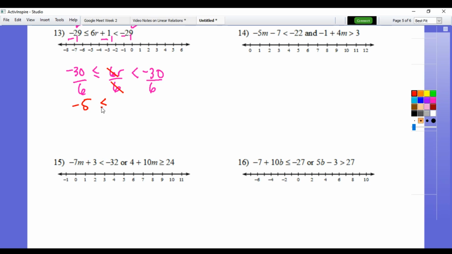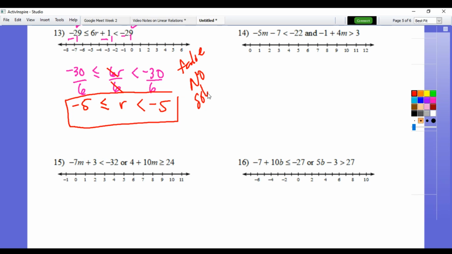Negative 5 less than or equal to r less than negative 5. That's our solution right now. But does this make sense? Can r be bigger than or equal to negative 5 but smaller than negative 5? That doesn't make sense. So this one here is a false statement. So the answer here is no solution. You really have to pay attention to what you're writing up.